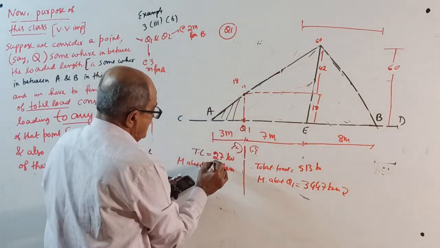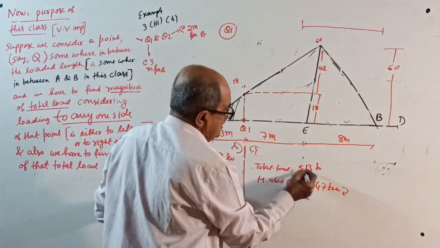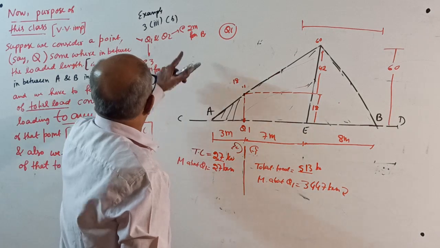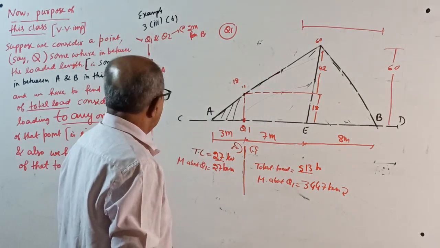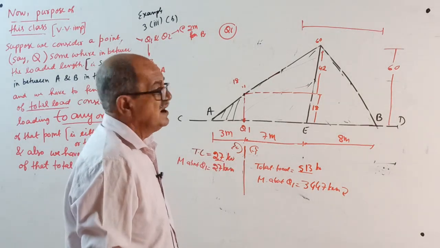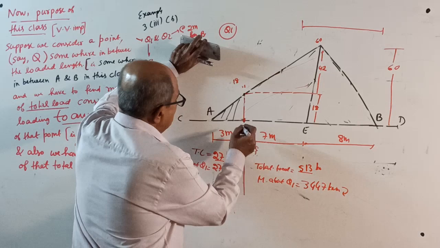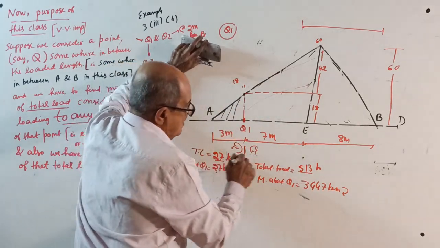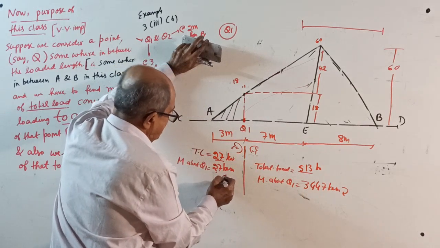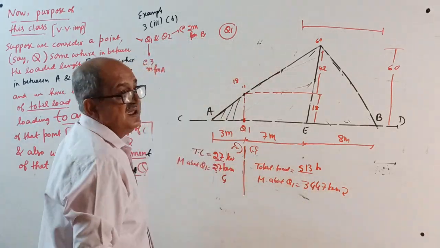This side load is 27. That side load is 513. Total is 540, correctly tallying. Then I can apply one more check now. When you want moment about Q1, for this side load, moment is here. This is anti-clockwise. That is clockwise.